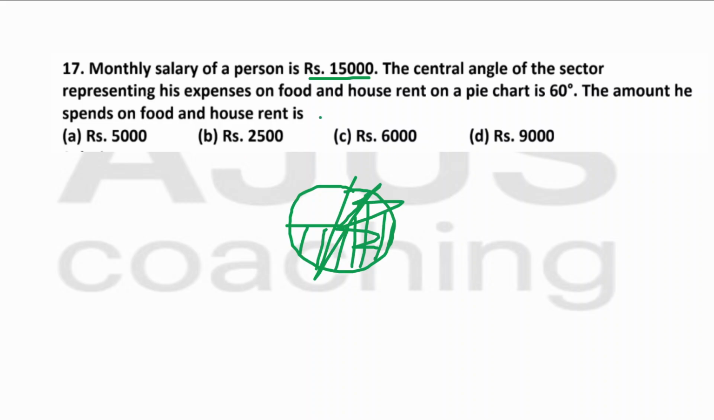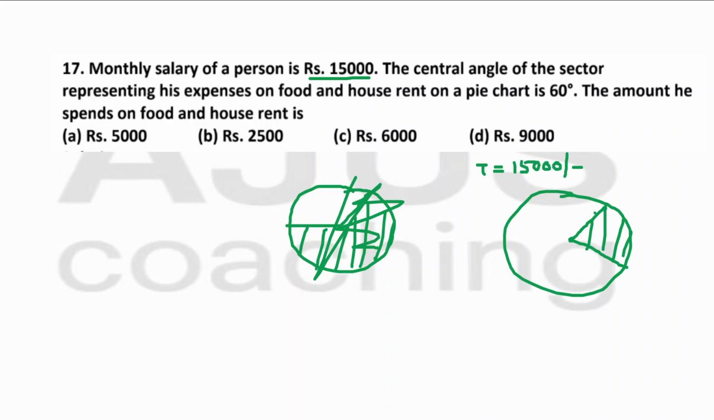The amount is pence. Okay, so it is 60 degrees. Okay, approximately it is like this. This is the monthly salary of the person. The total is 15,000 rupees. Okay, total is 15,000. The 100% of this, 100% or 360 degrees. 360 degrees is 15,000.